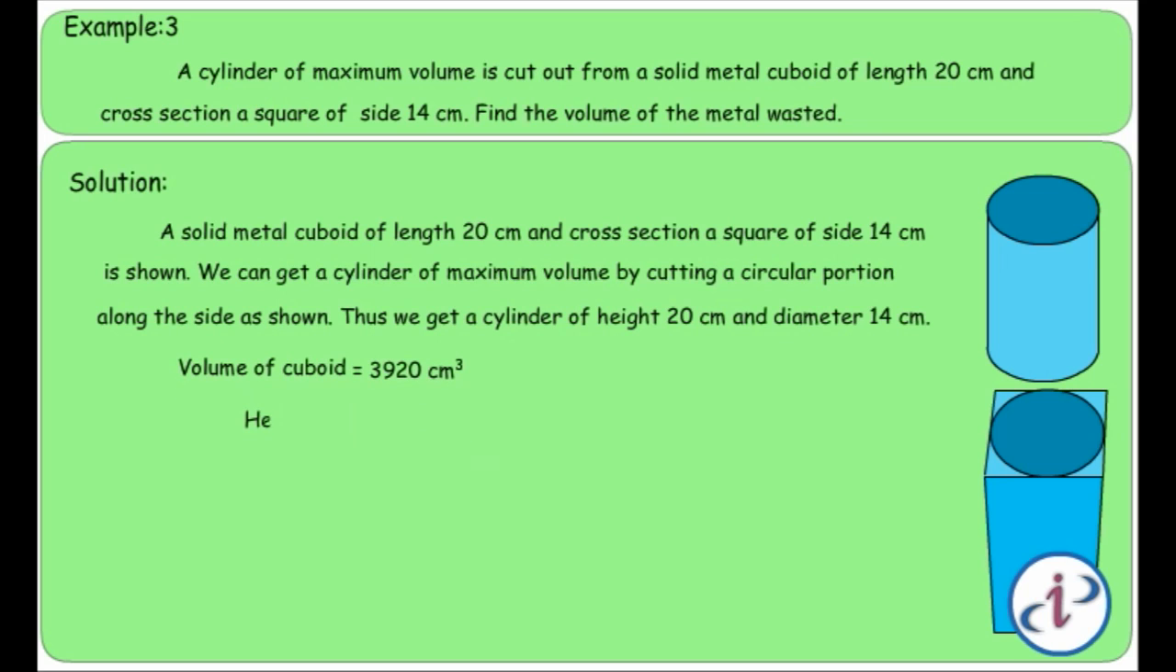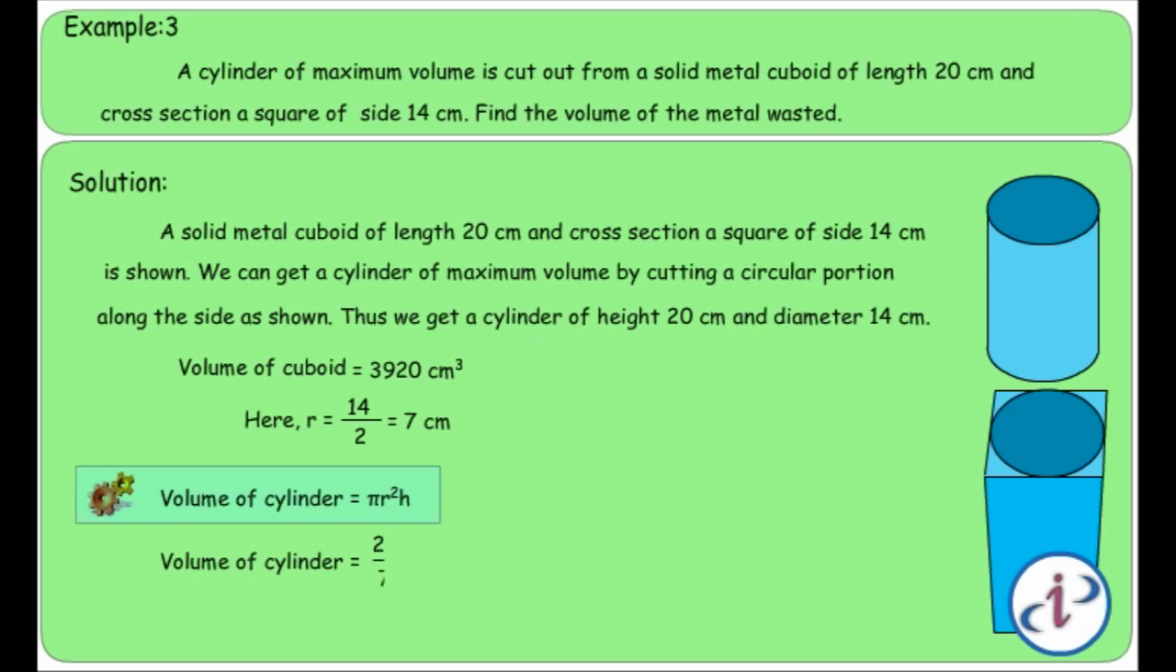Here, radius of the cylinder r is equal to 14 by 2, which is 7 centimeters. Volume of cylinder is equal to pi r squared h. Substituting the values of r and h, we get 22 by 7 times 7 squared times 20. Simplifying, we get 22 times 7 times 20, which is equal to 3080 centimeter cube.